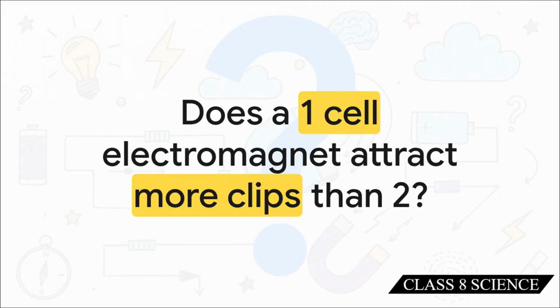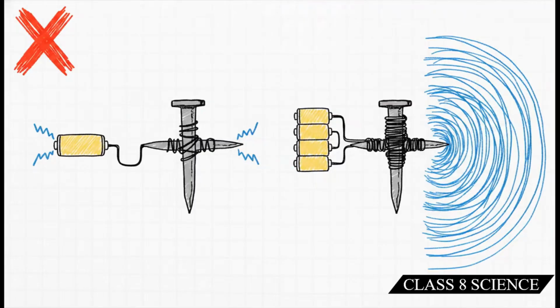Next challenge. क्या एक सेल 2 cells से ज़्यादा powerful magnet बना सकता है? Imagine you just built an electromagnet. If you use one electric cell instead of 2, will it attract more iron clips? True or false? And the answer is false again. It all comes down to pure logic.